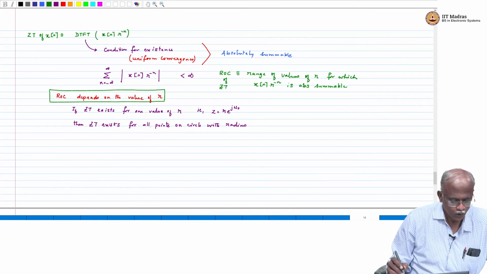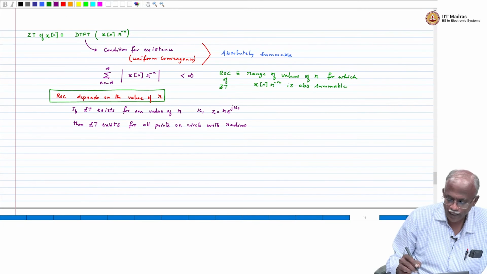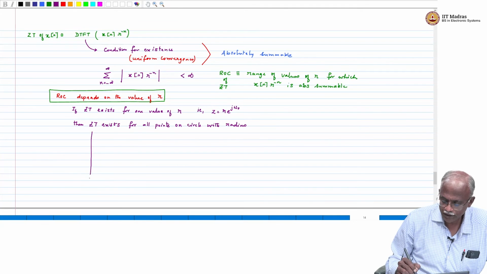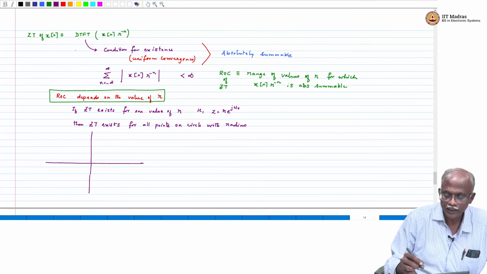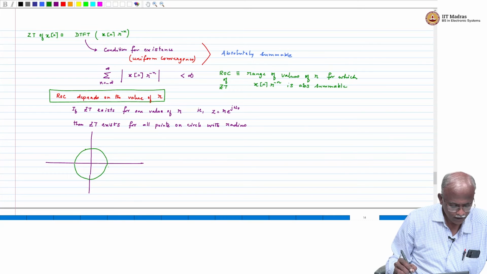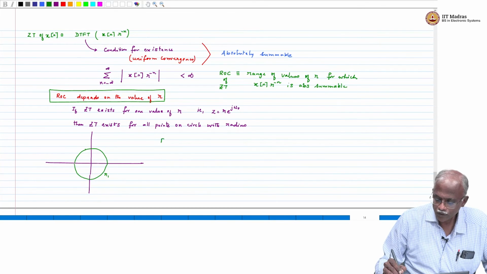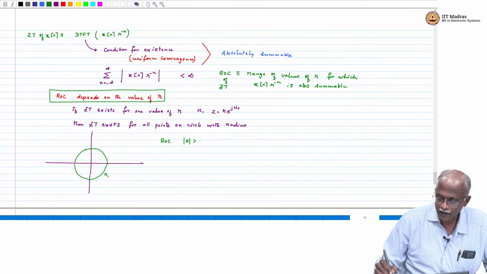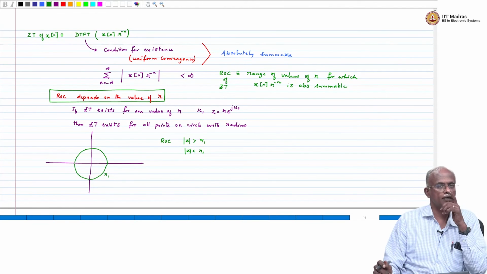Okay. So, if you were to look at the definition of the ROC, here is something that we would encounter. You have a circle. Let us say the circle has got a radius r1. The ROC could be mod z greater than r1 or mod z less than r1. You can see that two options are possible.